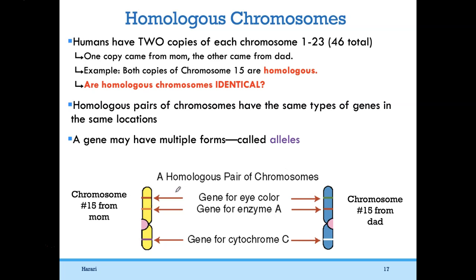So what I'm trying to illustrate is that homologous chromosomes have the same genes in the same location, but the alleles might be different, right? Dad might have a green-eyed allele on his chromosome 15, but mom might have a blue-eyed allele on her chromosome 15 in the same location. These are homologous chromosomes, right?